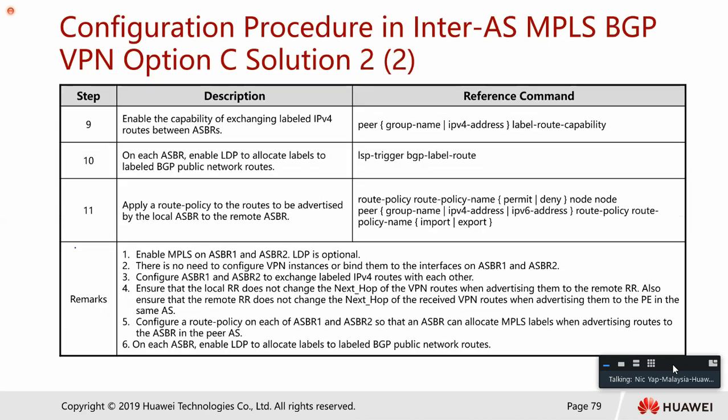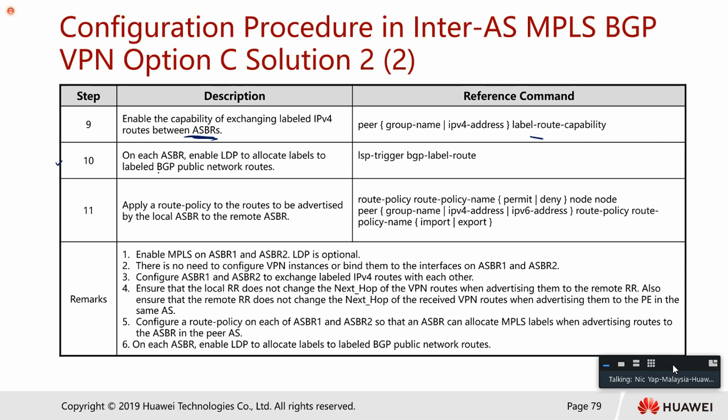Number 9, enable the capabilities of exchanging labeled IPv4 routes between ASBRs. So right now, this labeled route capability does not need to be on all the routers. It's only between the ASBRs, to make sure that they are able to exchange the BGP LSP labels. Because right now, this is only between the ASBRs running BGP LSP. After that, they're just using the LDP LSP. So it's not required on that.